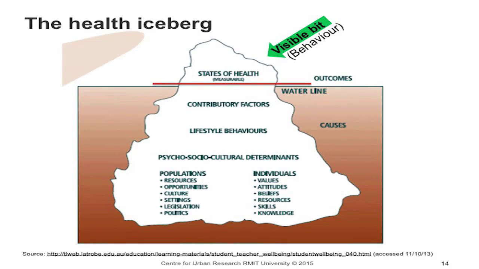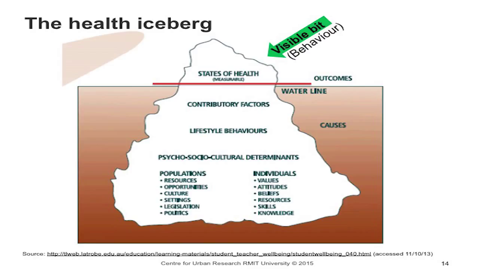So as a way of explaining this distinction, I guess, some of you are probably all familiar with the health iceberg, where invisibility of the social determinants of health are revealed as beneath the surface of the tip of the iceberg, which represents the observable behaviour, what we can see, what people are doing.